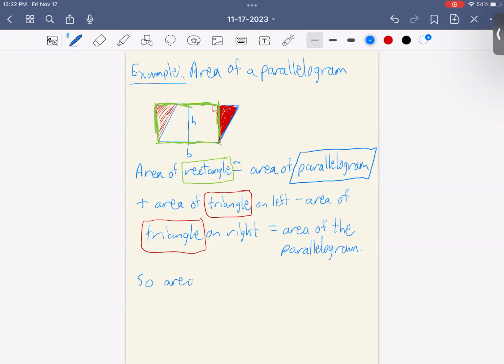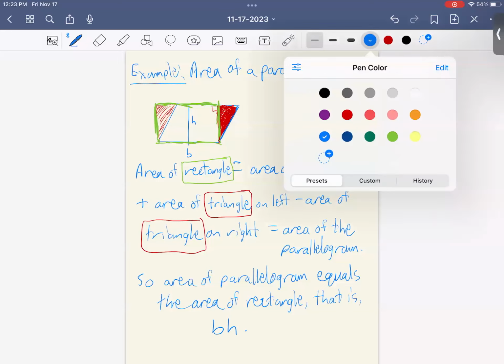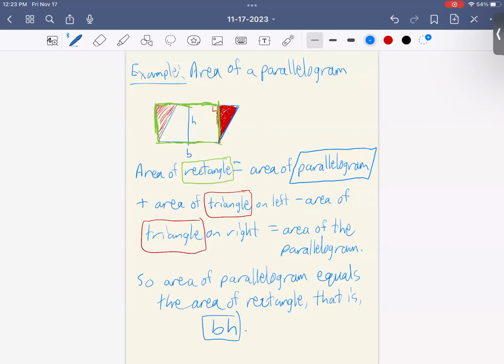So the area of the parallelogram equals the area of the rectangle. That is its base times height. Okay, so this is the kind of proof that the area of a parallelogram is base times height.